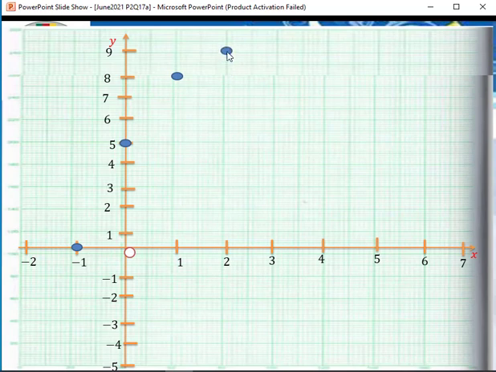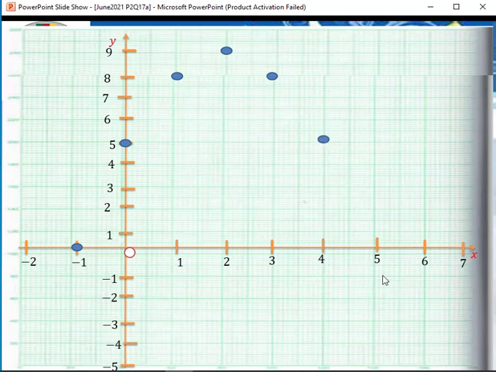3 rather, when x is 3, y is 8. So where x is 3, y is 8 again. So we'll have the point of intersection there. So when x is 4, y is 5. So 4 running this way, 5 running this way, they meet at this point here. So that's where we'll have that.